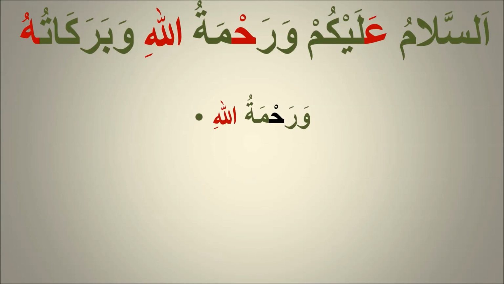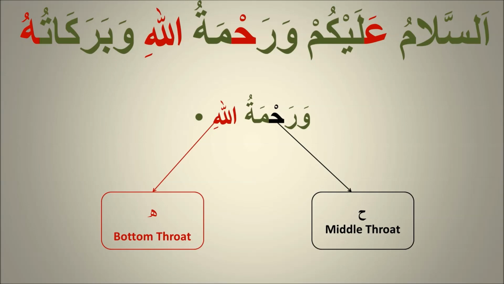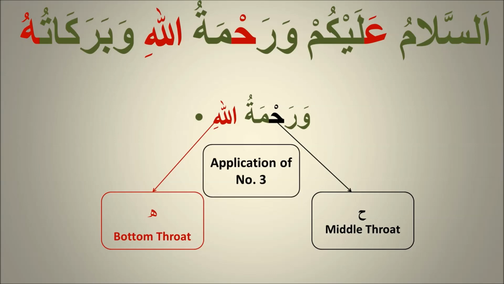Now let's take an example of the two types of ha in a phrase, and it is wa rahmatullahi. As you can see, the first ha we discussed earlier comes from the middle throat, so we say wa rahmatu, and then the last ha in the word Allah is from the bottom throat. So wa rahmatullahi, and not with the ha dropped, not correct. We say wa rahmatullahi, and again it's an application of point number 3 discussed earlier.